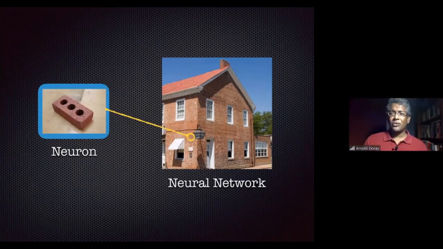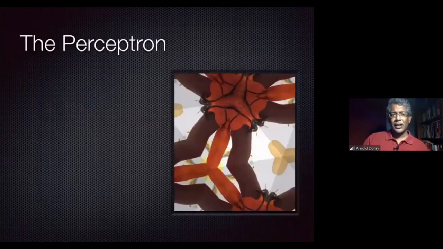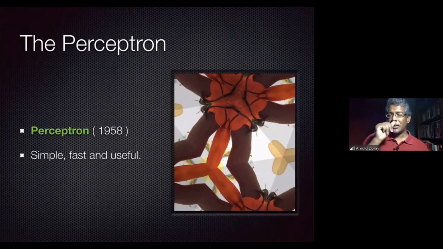In this course, we'll be using the simplest possible brick, which is the perceptron. It was discovered in 1958 by this guy called Rosenblatt. So it's not new technology. But the good thing about the perceptron is that it's very simple, very fast, and very useful.